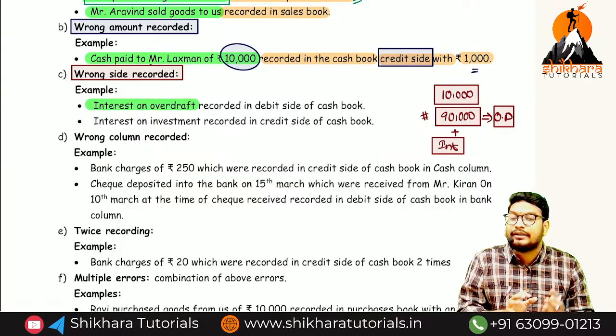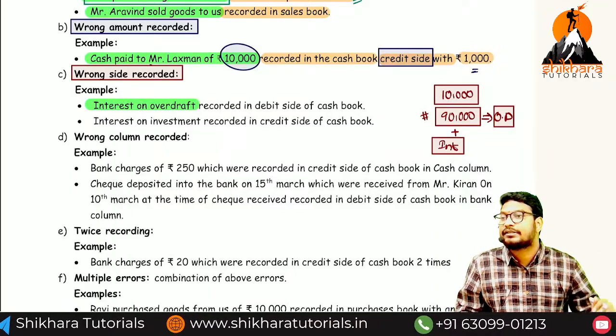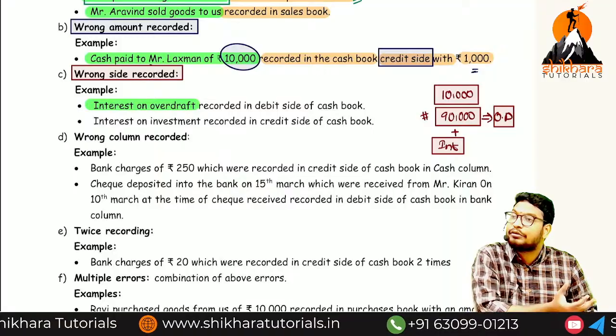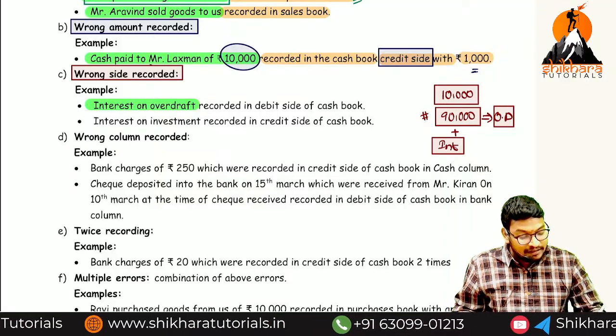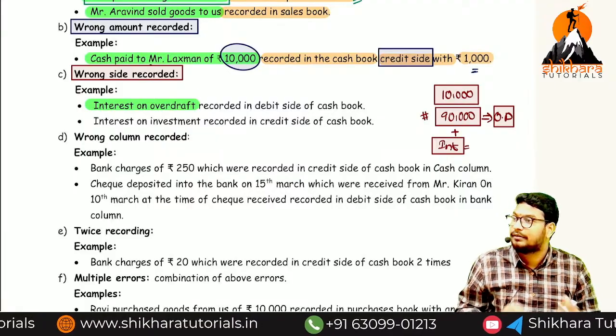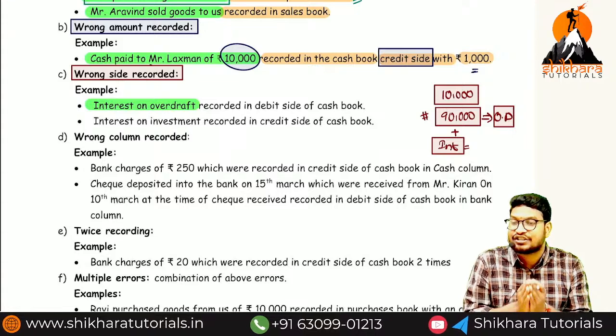On that bank loan, the interest means we have to pay. We have to pay the interest on the bank loan. In the same way, we have to pay the interest on the bank overdraft. So normally this payment should be recorded in which side of a cash book?